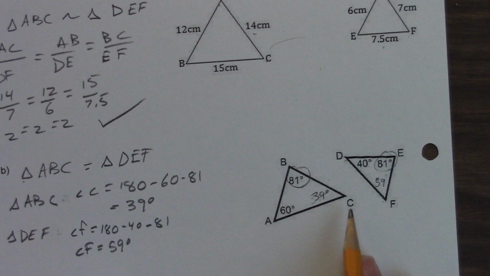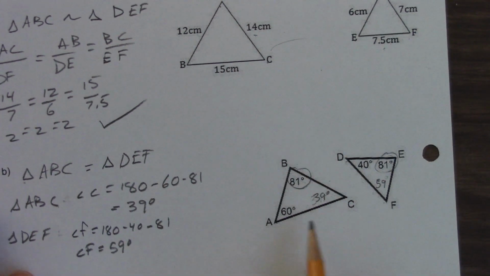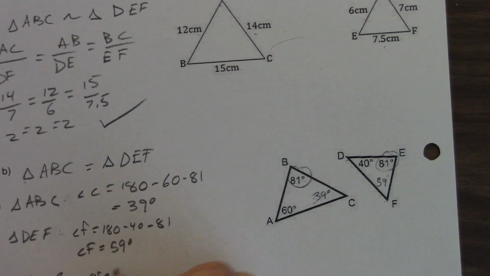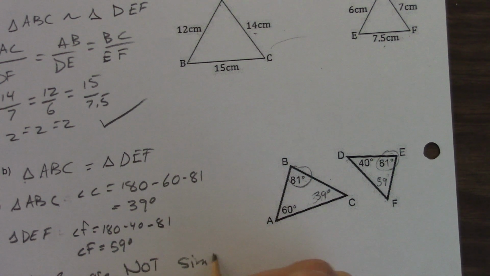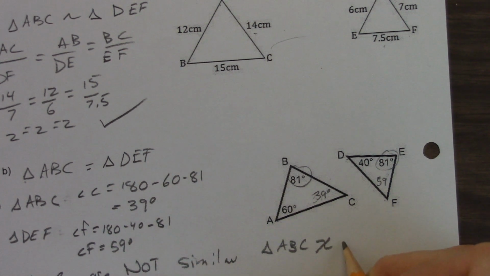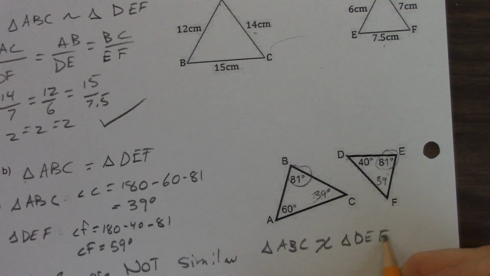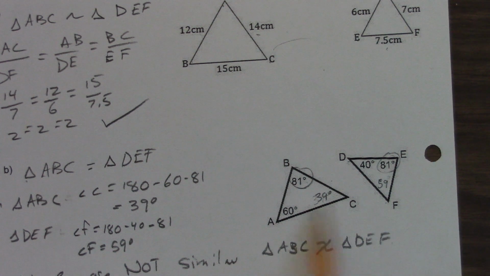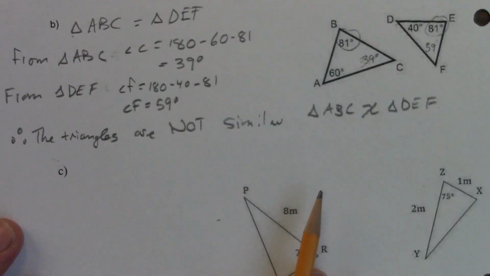So what we find out then is we have 81 in common, but we don't have another angle in common. Therefore, the triangles are not similar. Triangle ABC is not similar to triangle DEF. And that was proven because their angles are not the same. Yep. For us to show our work, we have to break it down all the time. All right, C. These two are not similar. They look pretty similar, but they were not. They're proven not to be similar.